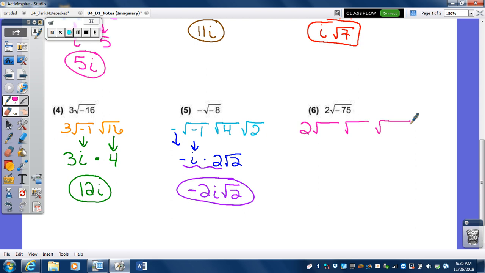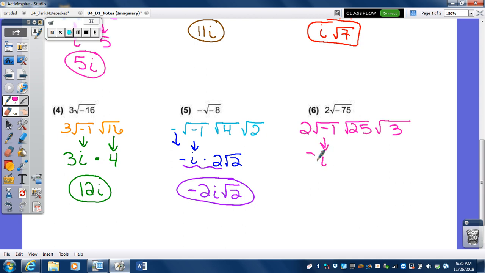All right, 75. So in my first radical, I'm going to put my -1. That takes care of my negative sign underneath there. Second radical, what's our perfect square that goes into 75? 25. And then it's times 3. 25 times 3 gives us that 75.